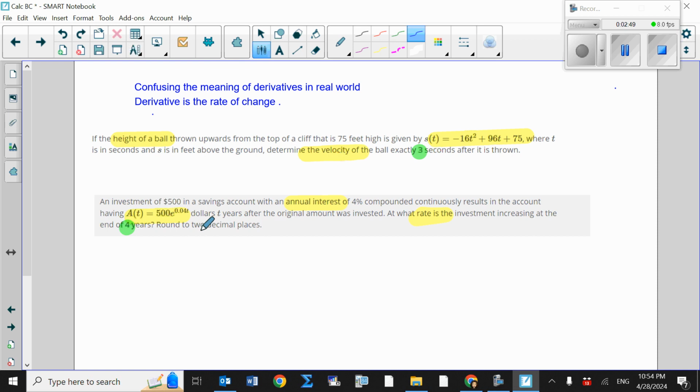Or here's the other example. Annual interest is given using this formula, and they're asked at what rate the investment is increasing. They plug in 4 into this equation instead of taking the derivative first, because they don't know that the rate of change is basically the derivative.